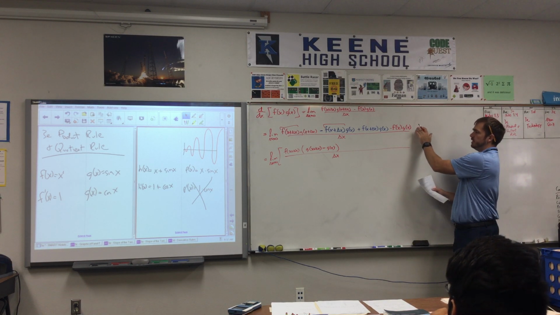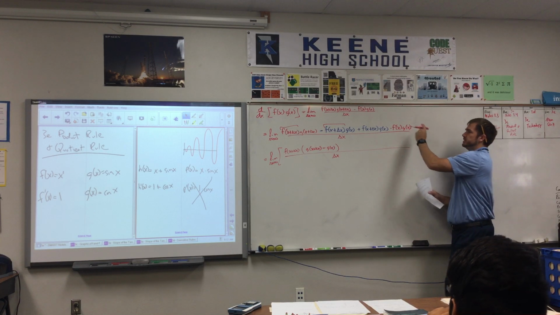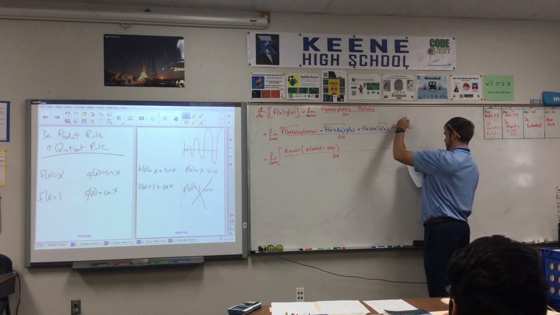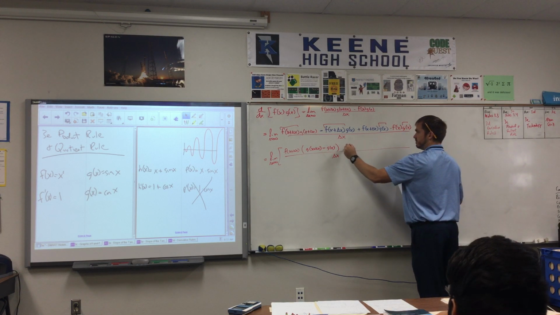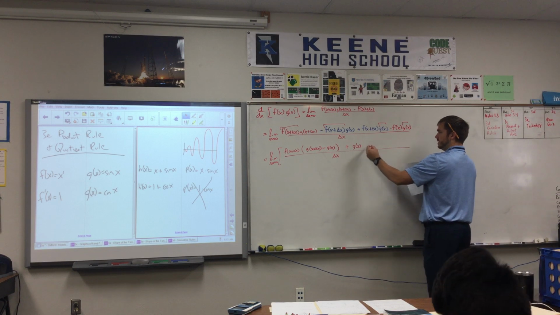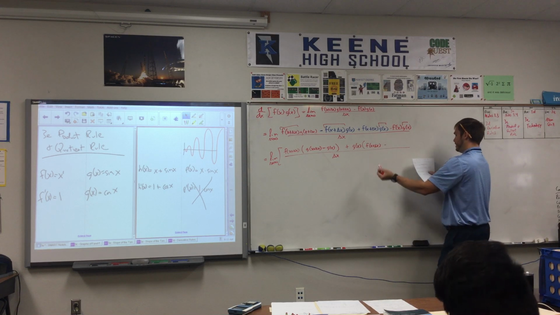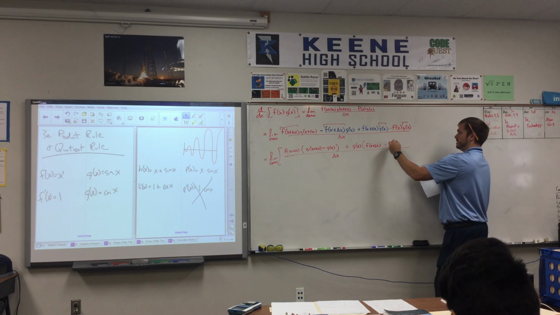Look at these terms over here. What do they have in common? G of x. G of x. So I'm going to say plus, and I'll factor out a g of x right there. And then we have f of x plus delta x minus f of x.